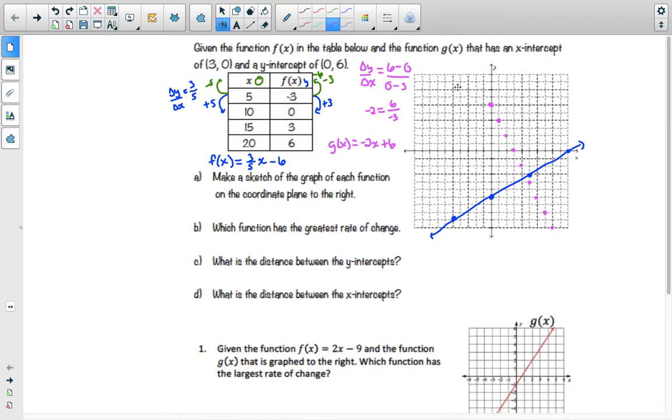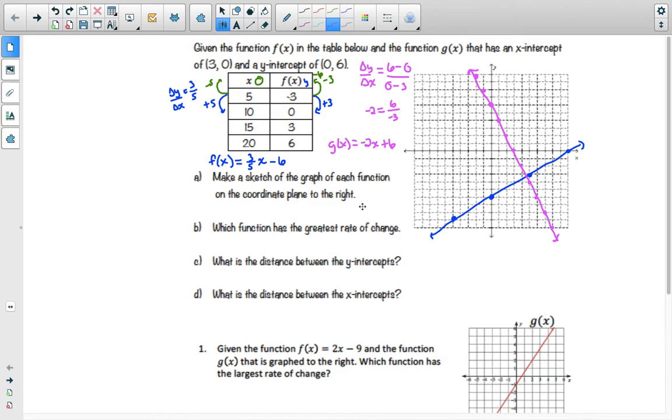I'll go the other way as well. Change in y of +2, change in x of negative 1. As many coordinates as we can. And then we'll connect those with a line and put arrows on the end. We have now sketched a graph of each.